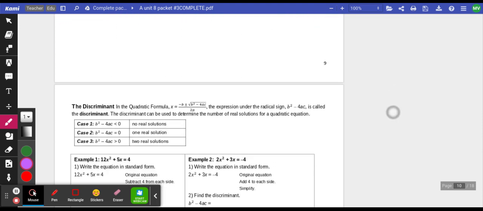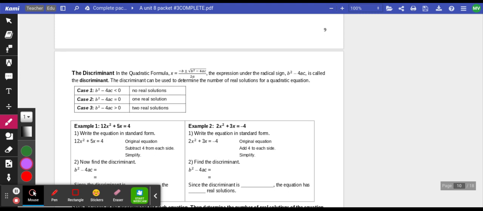I want to talk about the discriminant. So the discriminant in the quadratic formula is the expression underneath the radical. So the discriminant is really just the b squared minus 4ac part. The discriminant can be used to determine the number of real solutions for a quadratic equation.